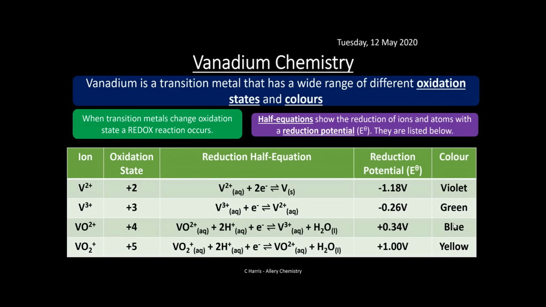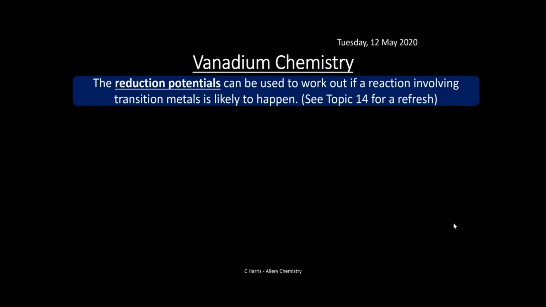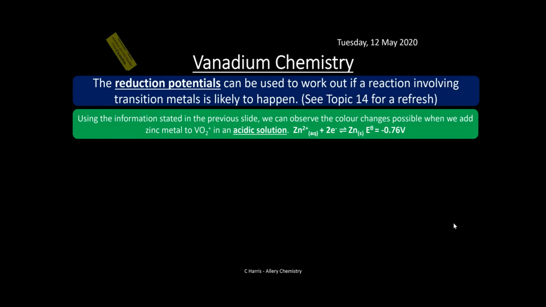The bits you need to remember are the oxidation states, the types of ions, and the colours of them. Everything else, the half equations and redox potential values, will be given to you because you're not expected to remember them. The reduction potentials we've just seen can be used to work out if a reaction involving transition metals is likely to happen. You can have a look back at topic 14, Redox 2, which has a lot of information about predicting reactions. Remember, a redox reaction is only feasible if the E0 value is positive.